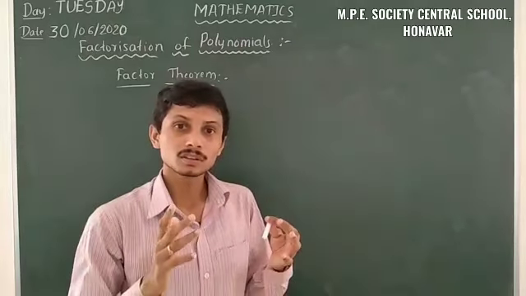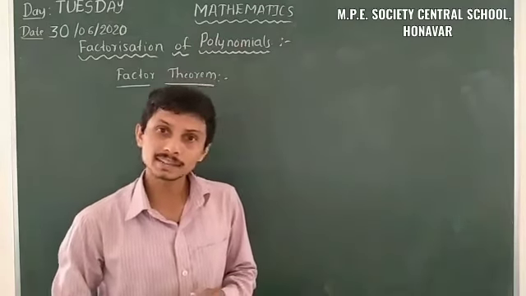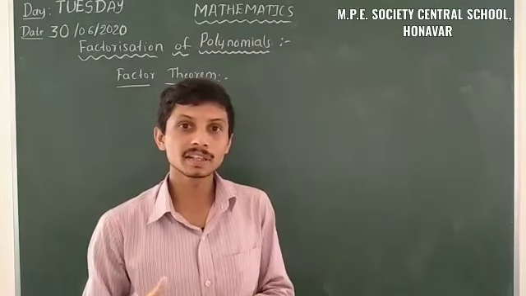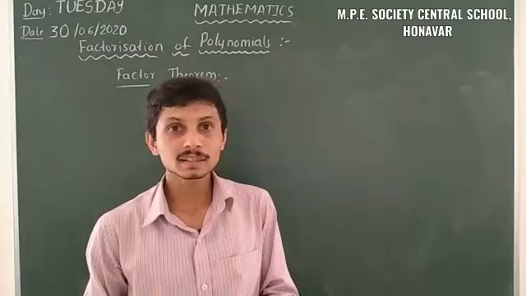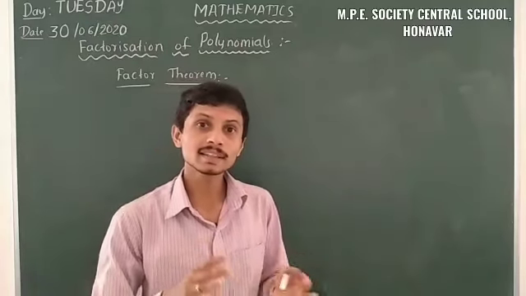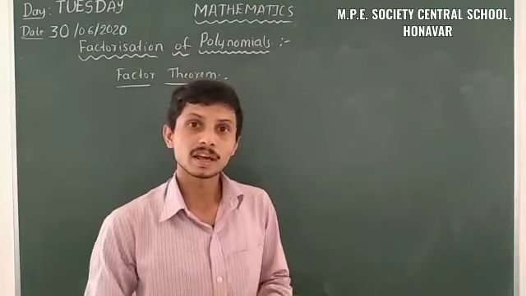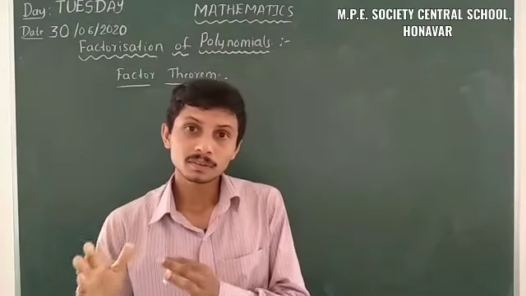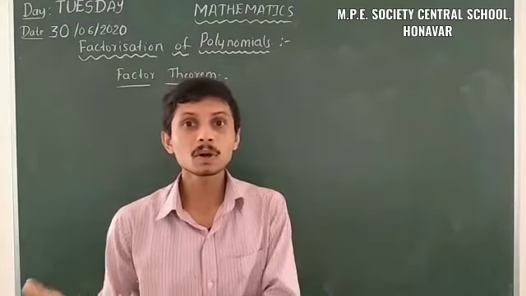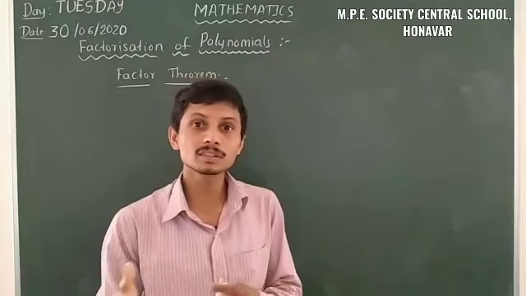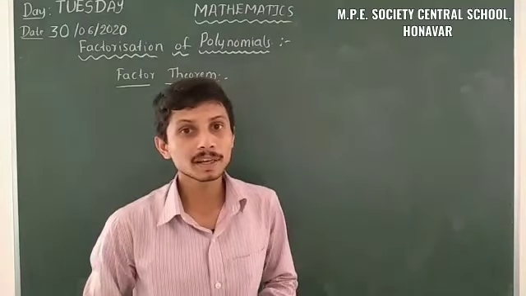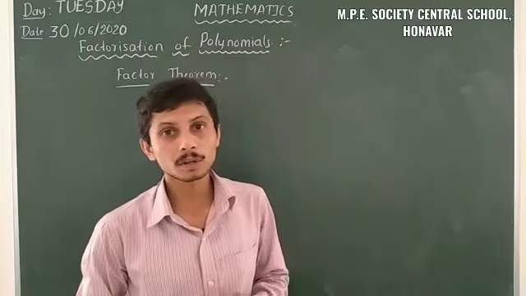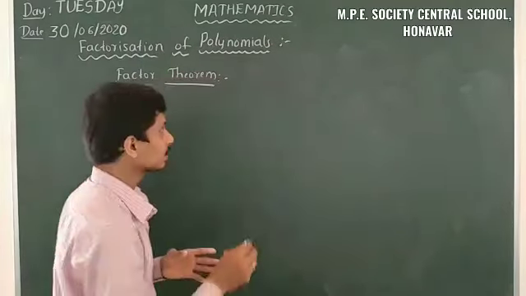polynomial. So the factor theorem states that if p of x is any polynomial having degree greater than or equal to 1 and a is a real number, then if x minus a is a factor of p of x, then p of a is equal to 0. If p of a is equal to 0, then x minus a will be a factor of the polynomial p of x. So just write the statement.